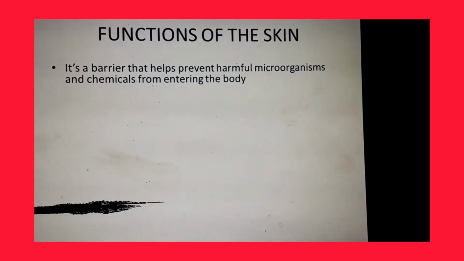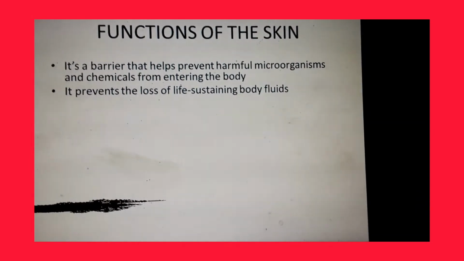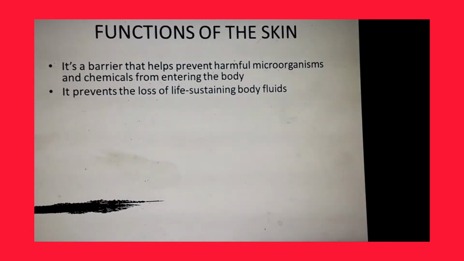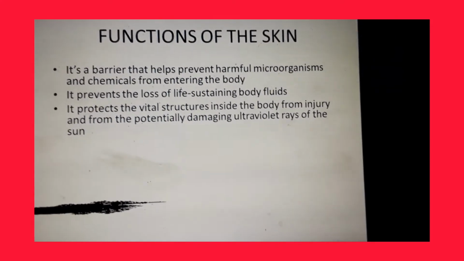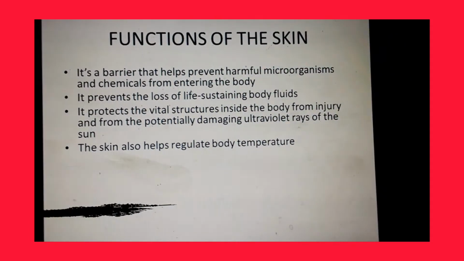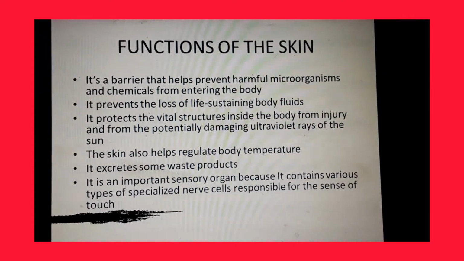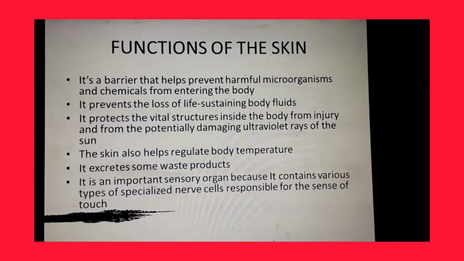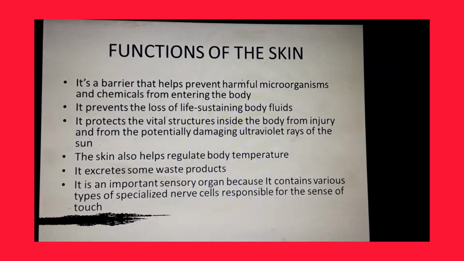And the top layer is full of dead cells. It prevents the loss of the life-sustaining body fluids. It protects the vital structures inside the body from injury and from the potentially damaging ultraviolet rays of the sun. The skin also helps regulate body temperature. It excretes some waste products, and it is an important sensory organ because it contains various types of specialized nerve cells responsible for the sense of touch. That's why when you touch, you can always feel the sense of touch.